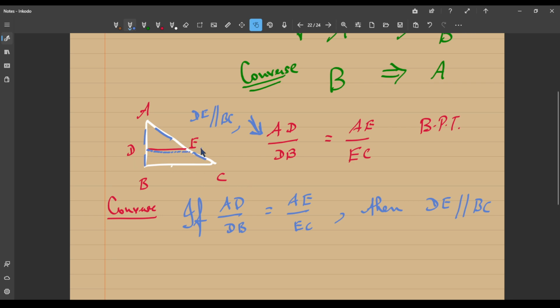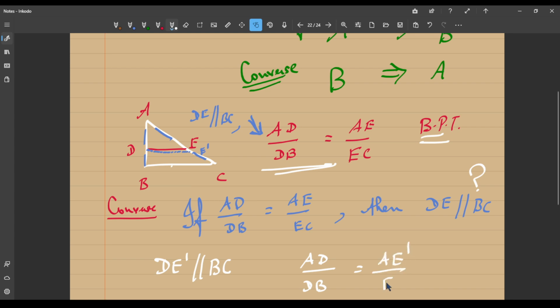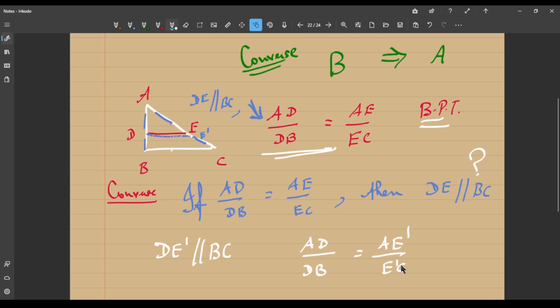So, let us call that line DE dash. We do not know this. DE is parallel to BC is a question mark for us. But now we constructed a line DE dash parallel to BC. So, what do we infer by this theorem which we have already proved? We infer that DE dash divides AB and AC in this ratio. AD by DB is equal to AE dash by E dash C. Right? Since we have assumed that DE dash is parallel to BC, we have this.